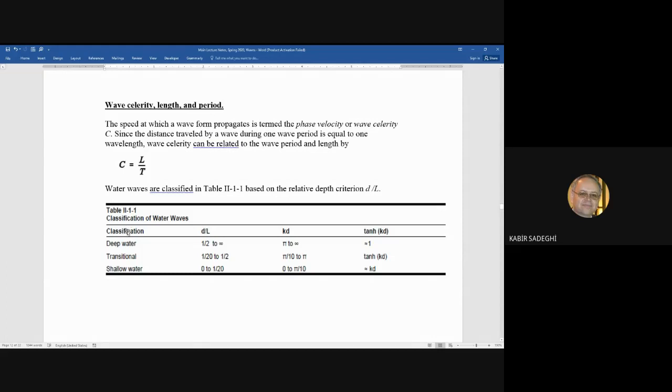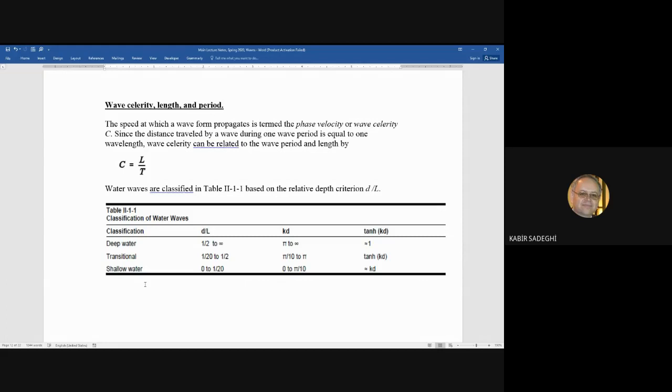Therefore, in the table shown below, water waves are classified based on the relative depth criteria. Why do we say relative depth? Because we compare the water depth d that is normalized by the wavelength L. You had some experience before. When I say deep water, I said when d is greater than L over 2, or in other words, d over L is greater than 1 over 2. Therefore, d over L, we can call that relative depth, relative water depth.